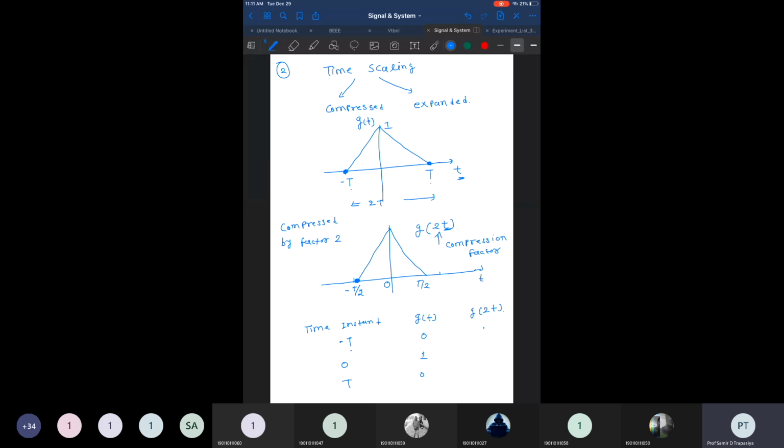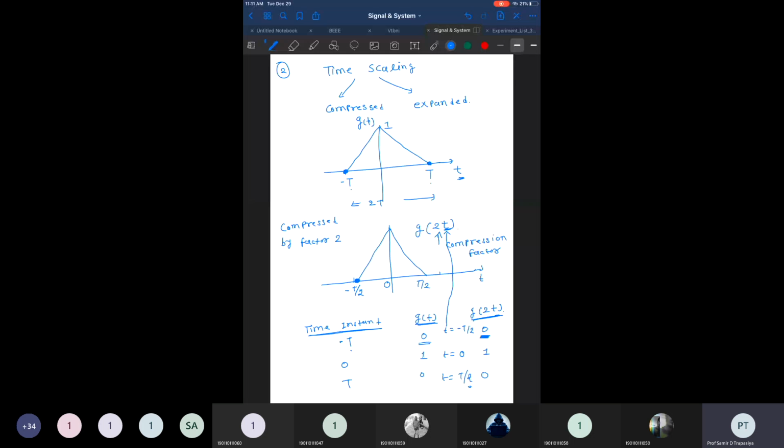Now if we talk about g of 2t, the same values are available at 1 and 0, but not at this time instant. At which time instant? This is available at t equal to minus t half, this is available at t equal to 0, and this is available at t equal to t half. So if we put minus t half here, we get the same value of 0 in g of 2t which we already obtained in g of t.